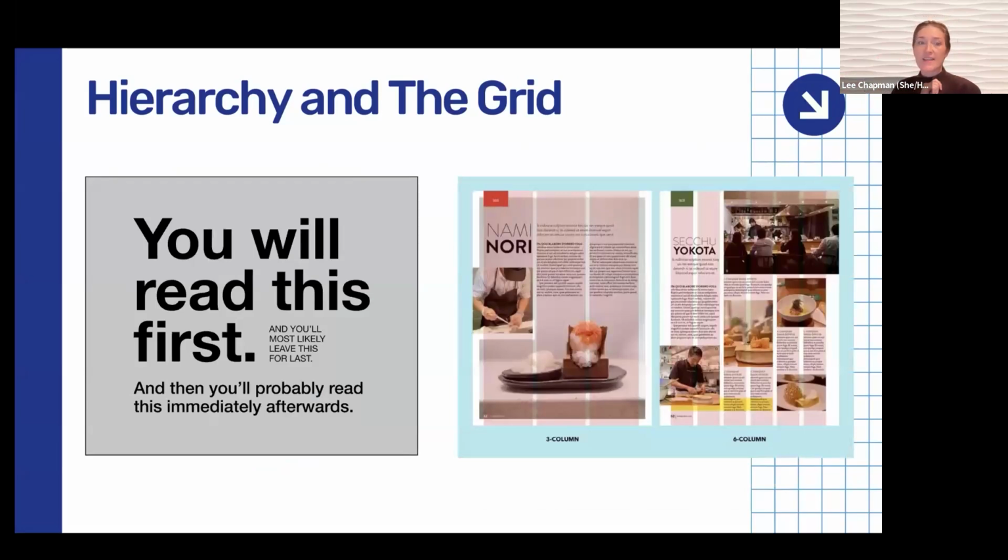So here's a nice tidy example of how hierarchy can work in your favor. You will read this first, then you'll probably read this immediately afterwards, and then most likely leave this for last. So it's a bit of a reading flow situation. And then beside, we have a grid. Both spreads of this magazine have different layouts, but they're still using a very similar grid, so they look harmonious together. Something to think about when you're putting your poster together.